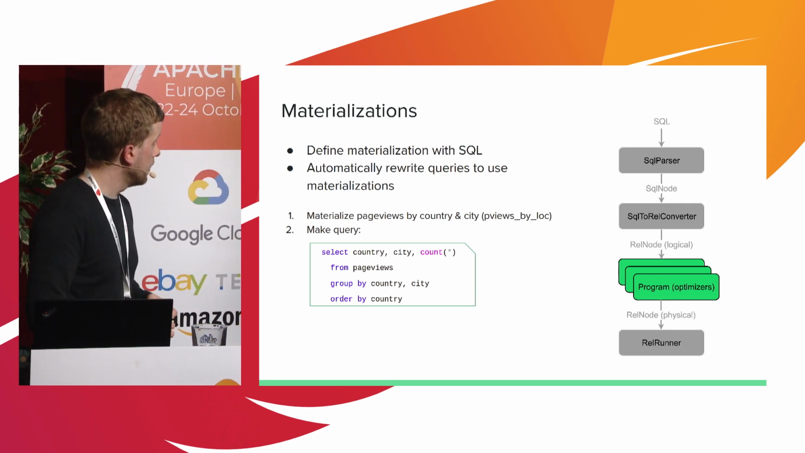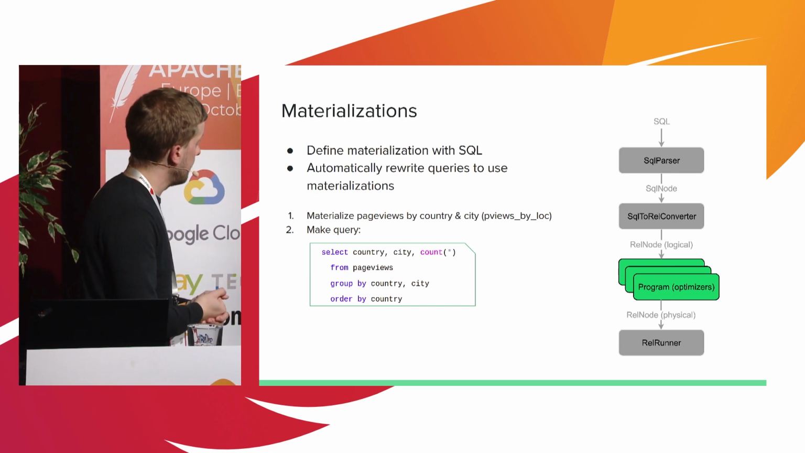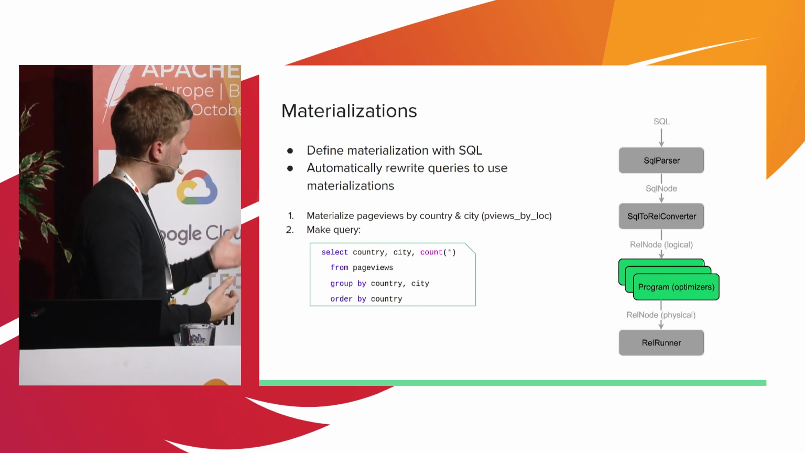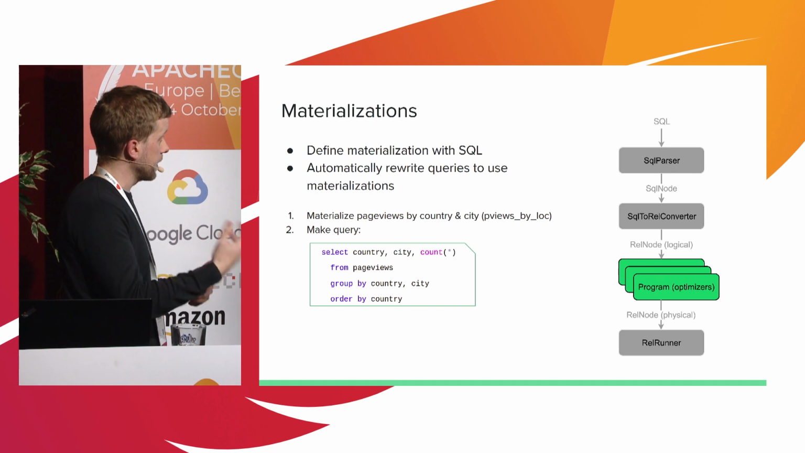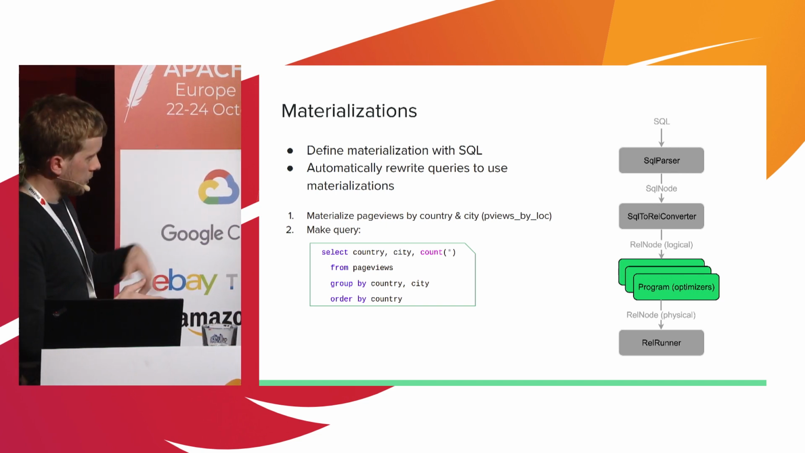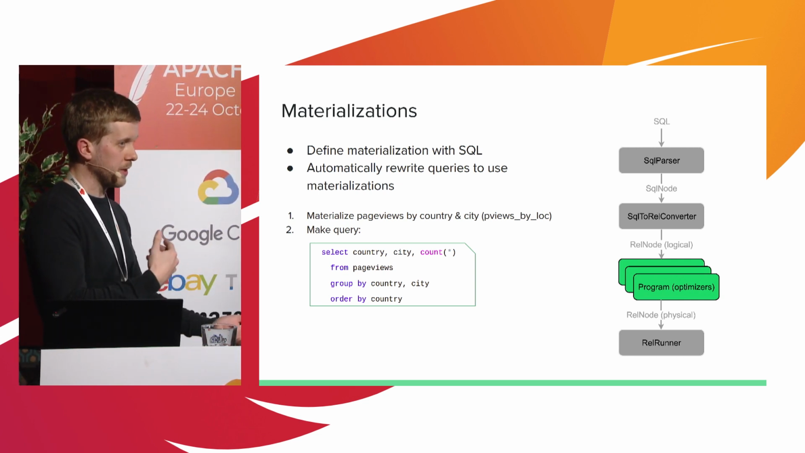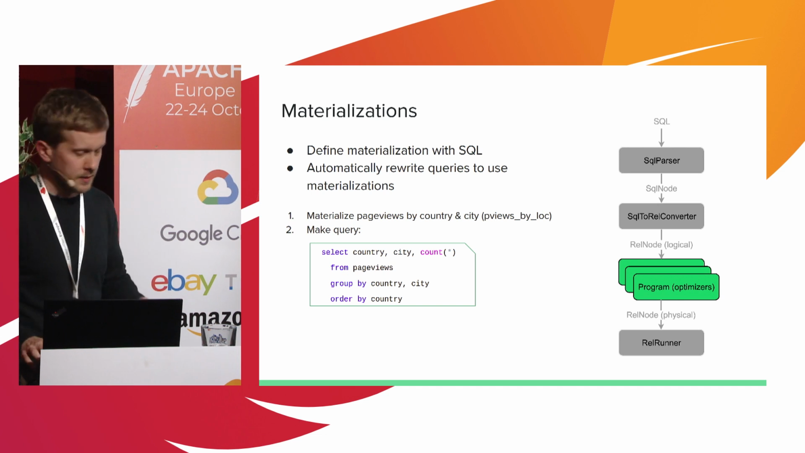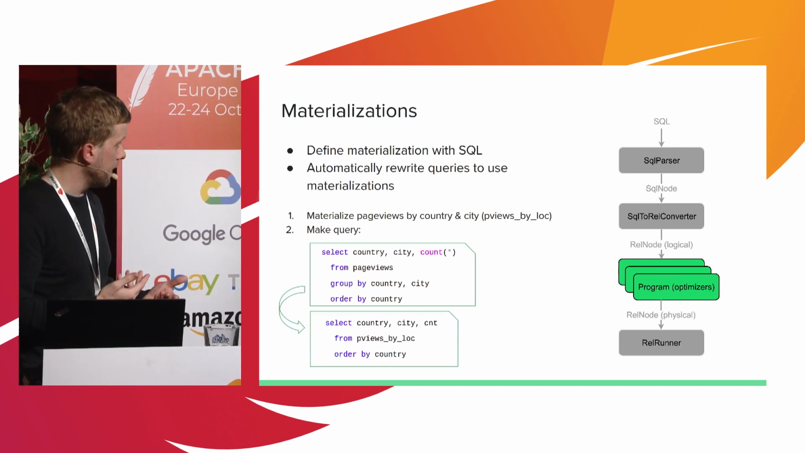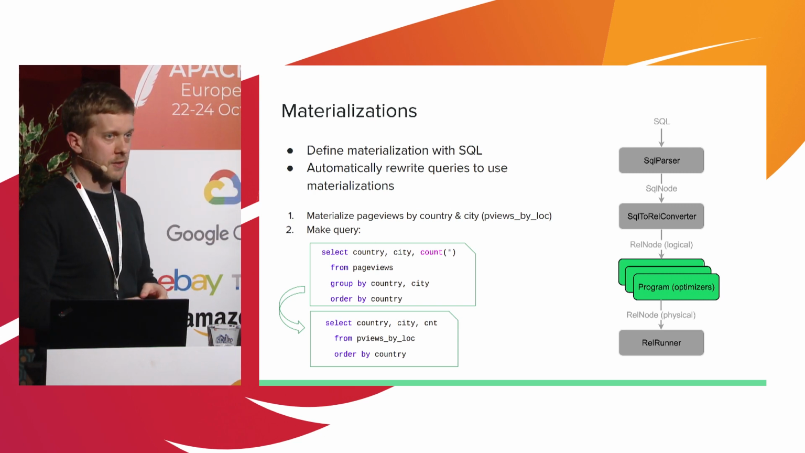Then a query comes in. So we're selecting from page views, grouping by country and city, ordering by country, and getting the count for each of these combinations. Now, this can, of course, go down to the underlying table, to page views directly, but this is going to be kind of inefficient if you have to do this every time. So Calcite will see this query coming in, and then it will use these rewriters to say, okay, I have this materialization, I'll use that instead.